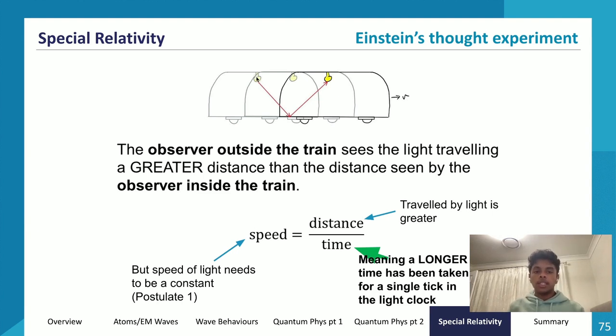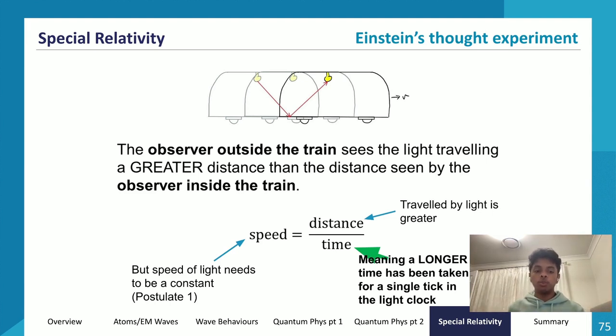From outside the train, we see light traveling in a triangle rather than two straight lines. What does that mean? It means that for someone outside the train, light has traveled a greater distance. And if this has happened within the same time frame, that would indicate that light travels faster for someone outside the train compared to someone inside the train.